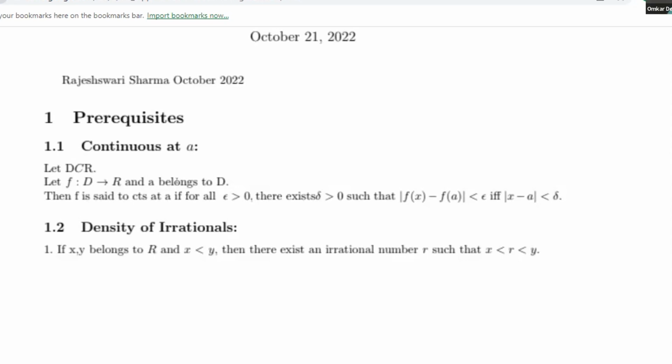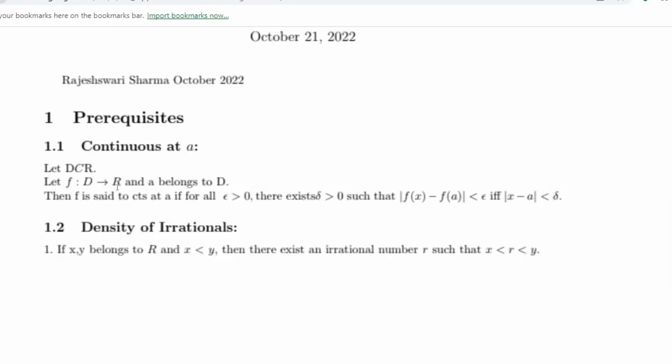I think Mugdha has opened her mic. Do you have something to say, Mugdha? Yes, sir. I was saying that it should be mod of fx minus fa less than epsilon if mod of x minus a is less than delta. Yes. Can you explain why, Mugdha? I will have to think a little bit. Okay. Rajeshwari, did you hear what she said? Yes, sir. So can you state the definition correctly now?